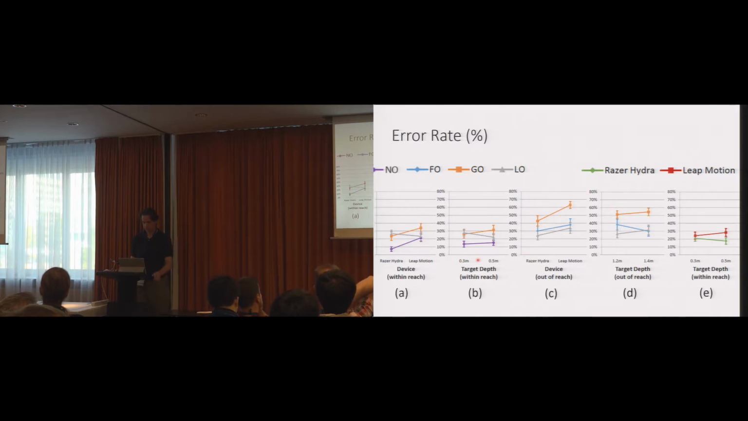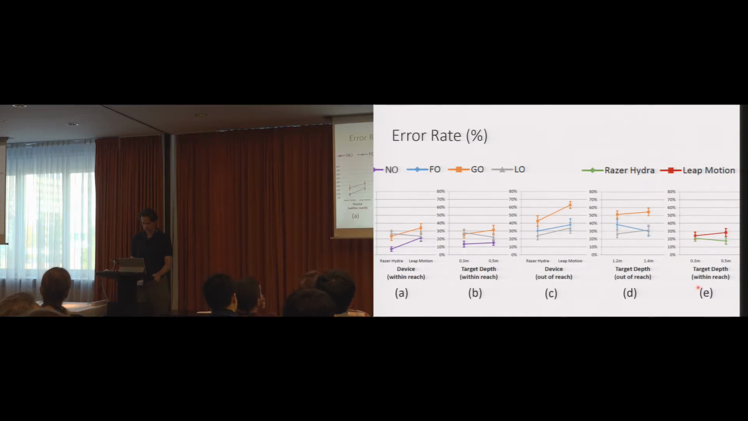In figure B, there was an interaction effect between the offset and the depth. At 0.3 meters, the go-go is not different from the linear offset, but when you got to the second distance, then the error rate of the go-go became slightly higher.